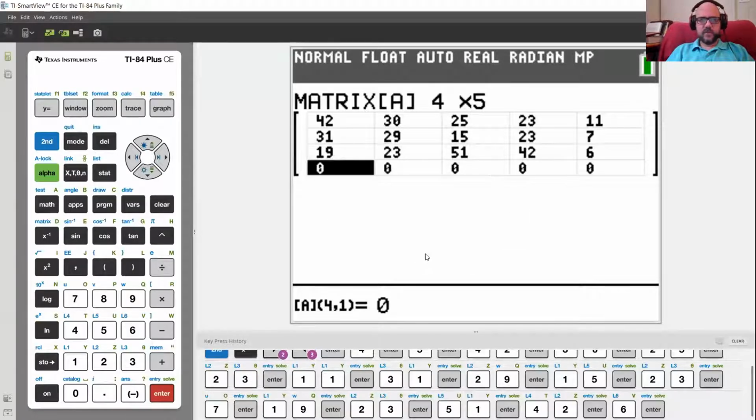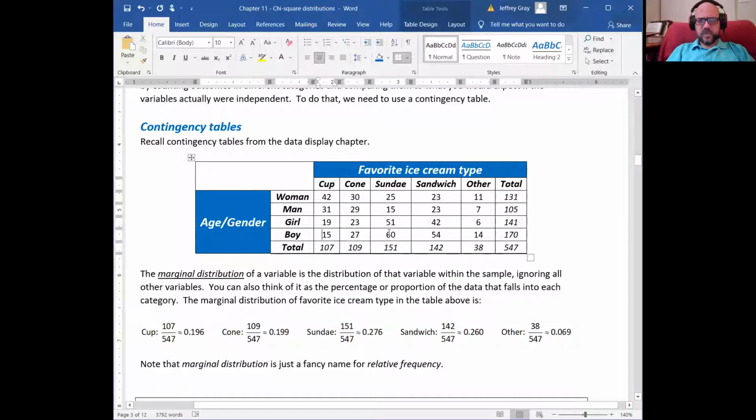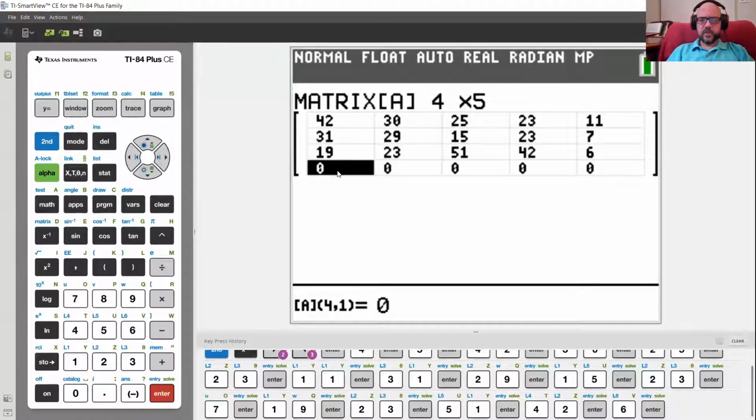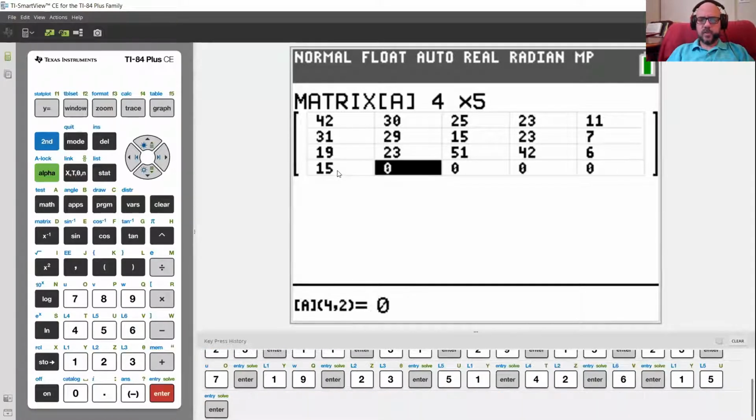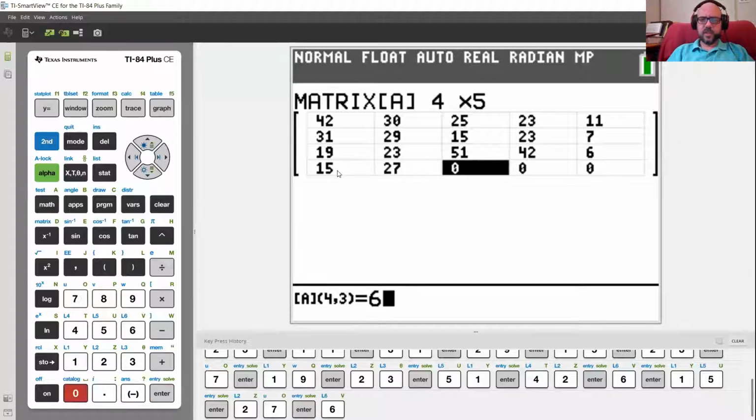All right, I'm going to show you me typing in the last row into the calculator, just because it might be helpful to know how to get around your matrix. So I haven't quite finished yet. You can see I've done the first 3 rows. So let's do the last row. So this is boys, so 15, 27, 60. You can see what's highlighted here. So 15, then I'm going to hit enter to move to the right, and 27, enter, 60, enter.